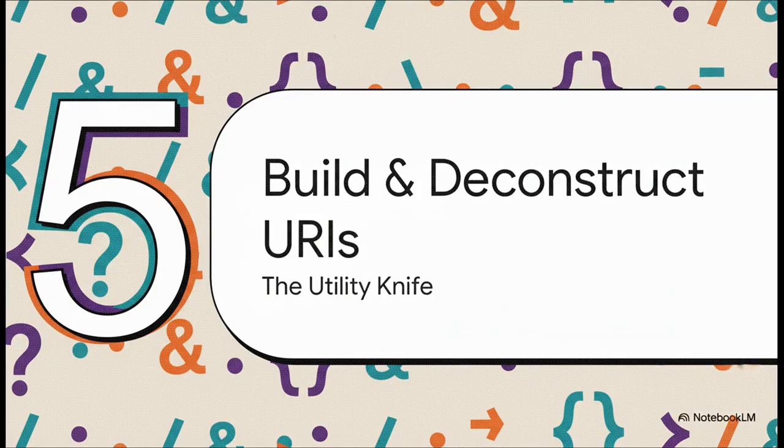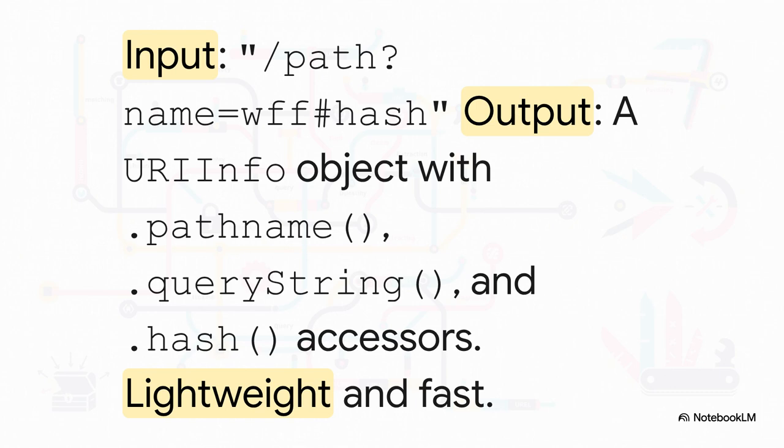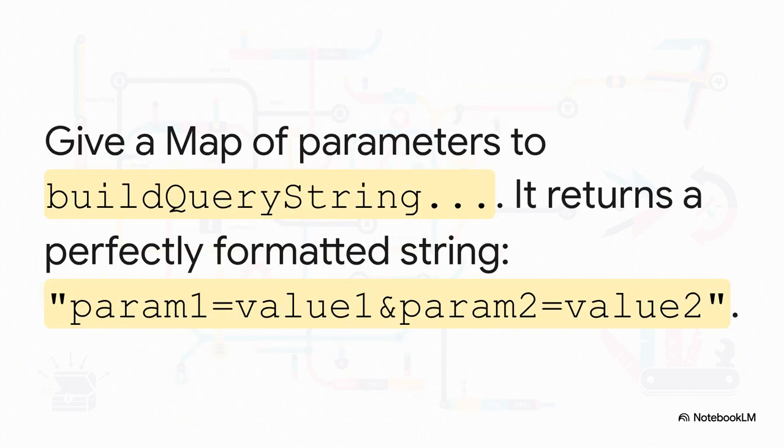Last but not least, let's check out the utility knife functions. These are the simpler helpers for those times when you don't need a full parse, but you just want to quickly build or break apart different pieces of a URI. The toURIInfo method is a super lightweight deconstructor. You feed it a full URI string, and it hands you back an object with 3 simple things: the path name, the raw query string, and the hash. It doesn't bother parsing the parameters for you, it just splits the string into its 3 main parts. Quick and easy.